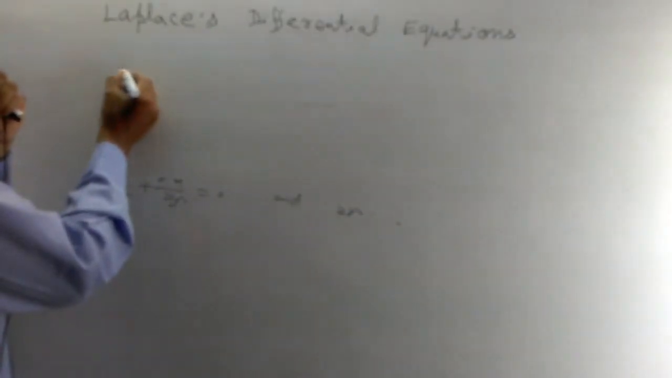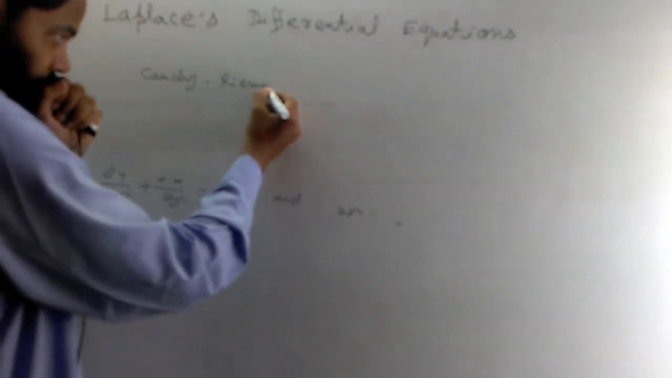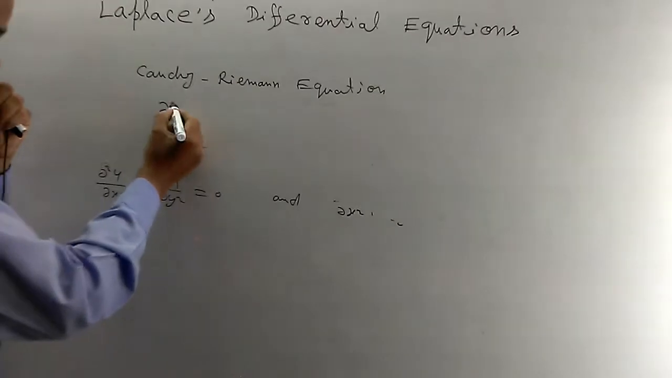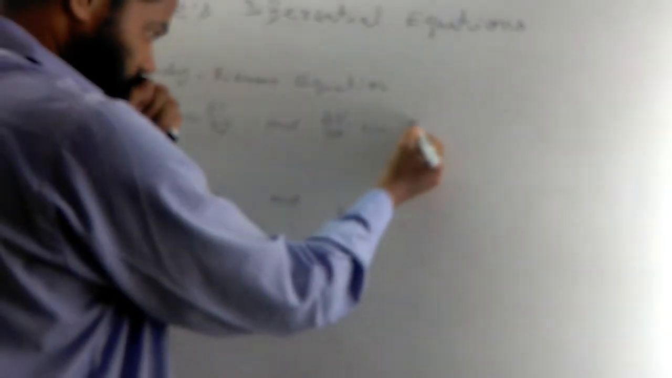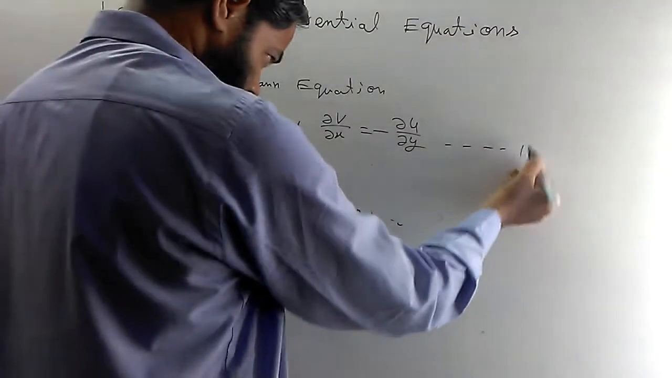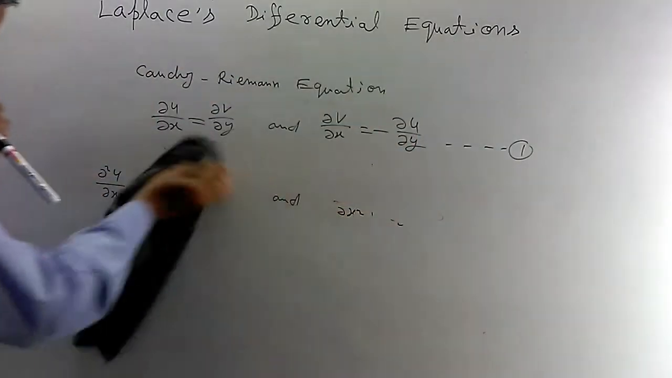So we can write the Cauchy-Riemann equations: del u over del x is equal to del v over del y, and del v over del x is equal to minus del u over del y. By these two equations, which collectively we write as equation number 1, we can prove the Laplace equation for u and v.